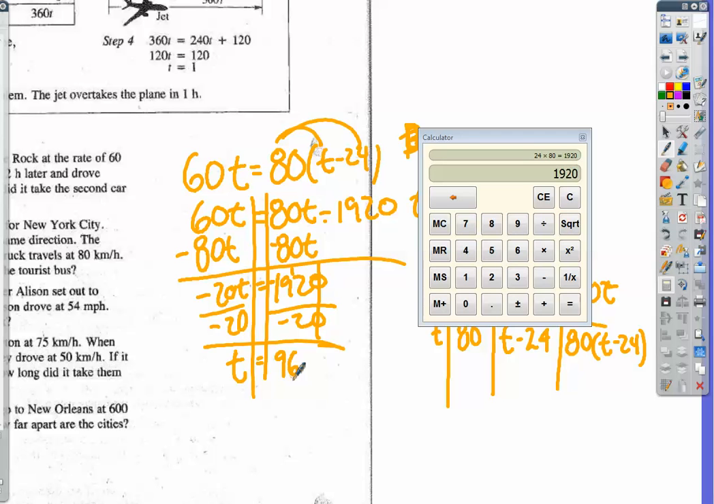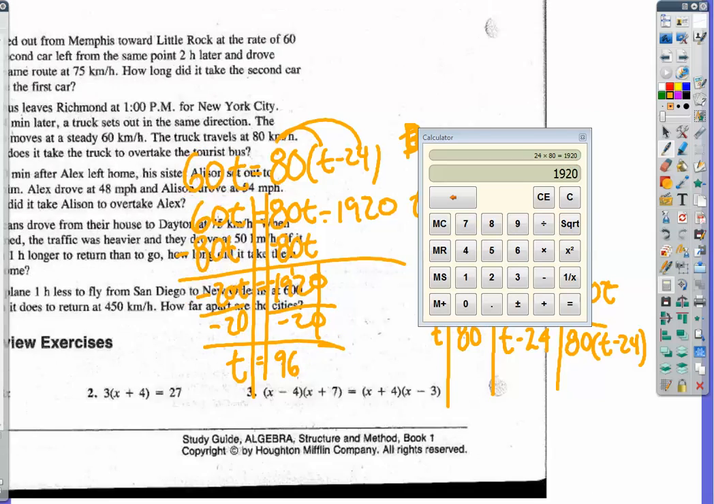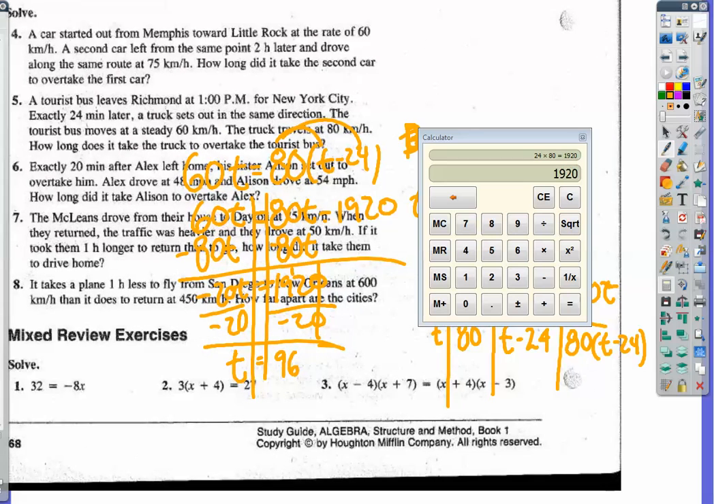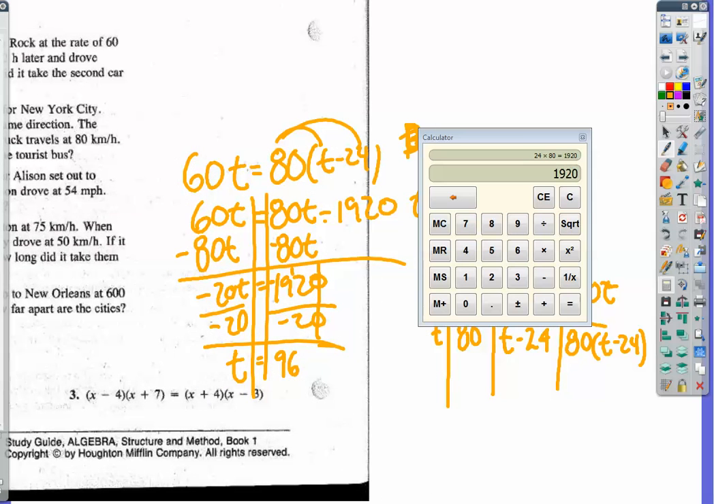So at what time do they cross? I believe that's what it's asking. We'll wait for it to move. There we go. How long does it take the truck? So it only asks how long does it take the truck. Well, it takes the truck.